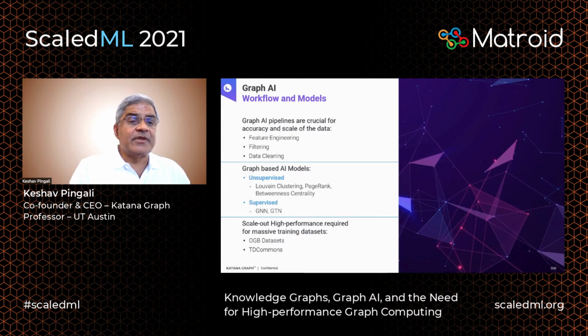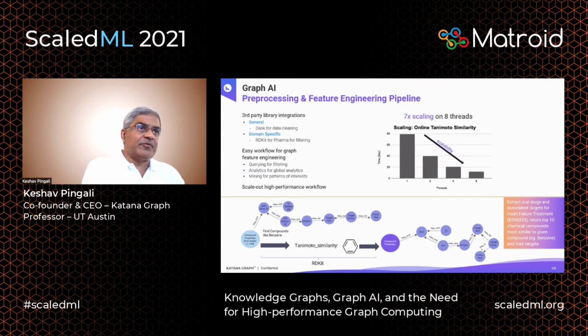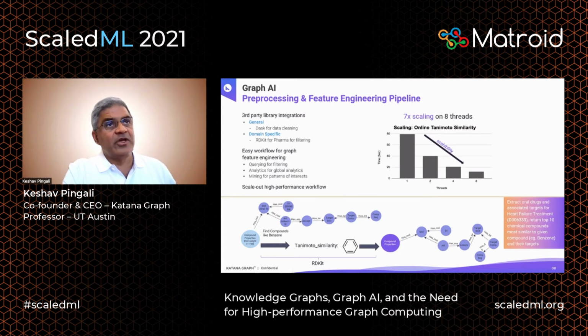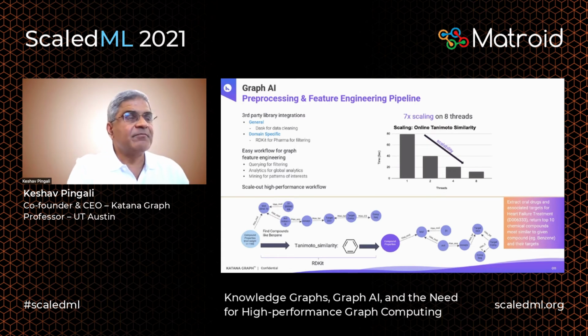To give you an idea of the kind of pipeline that we see with customers, here's something that we did for a pharma company. What they're interested in is basically the following problem. They have a big medical knowledge graph, and then the task is described at the bottom right in the highlighted box. Extract oral drugs and associated targets for heart failure treatment, return the top 10 chemical compounds most similar to a given compound and their targets. So that's the English language description of the task.